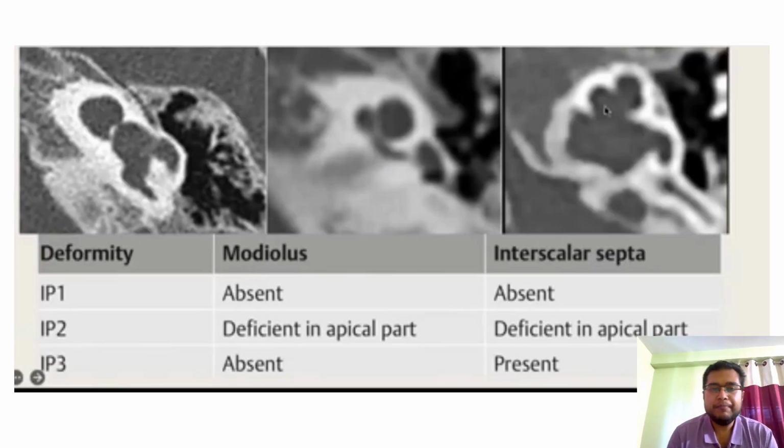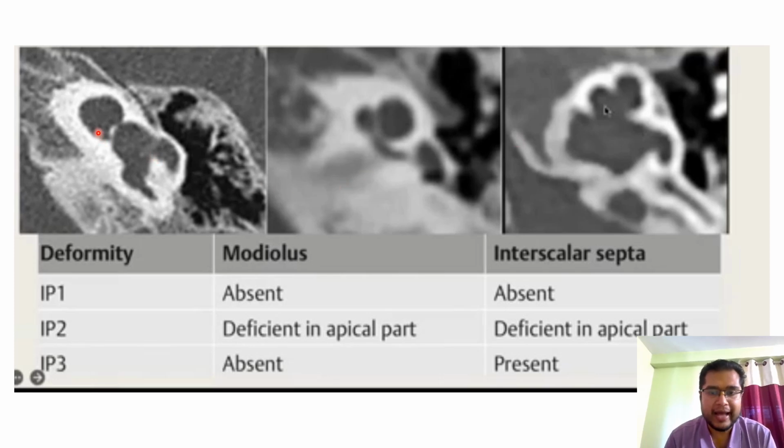So coming to the incomplete partition of the cochlea, this is a gross diagram that we have to remember or keep in mind, especially for spotters. That is IP1, IP2, IP3. IP3 I am not discussing in this particular video. I'll be discussing IP1 and IP2 mainly. So this is the IP1 and this is the IP2.